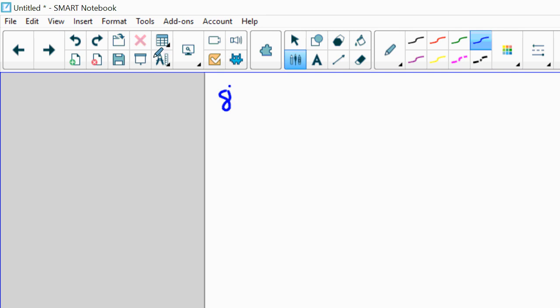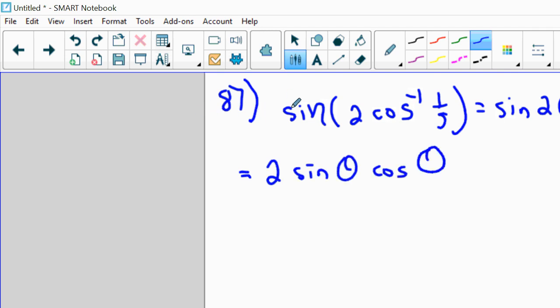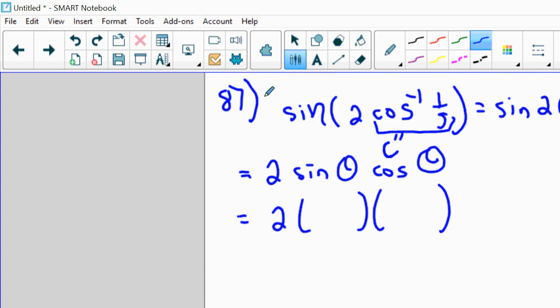Problem 87. Approaching the 38-minute mark here. Sine of 2 inverse cos 1/5. Sine of 2 theta. And sine of 2 theta is 2 sine theta cosine theta, which equals 2. Figure those out. But this is theta.